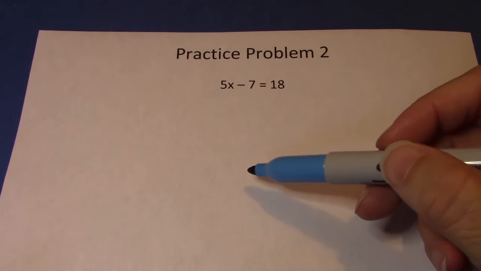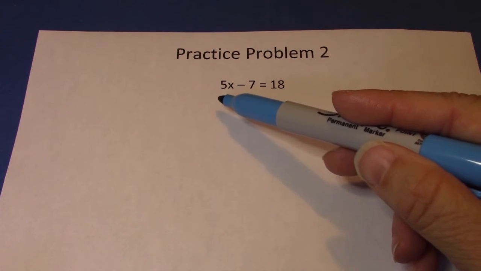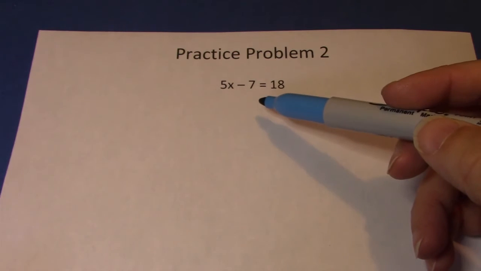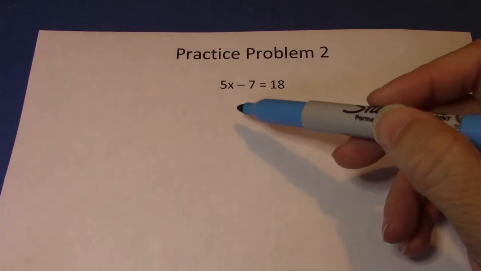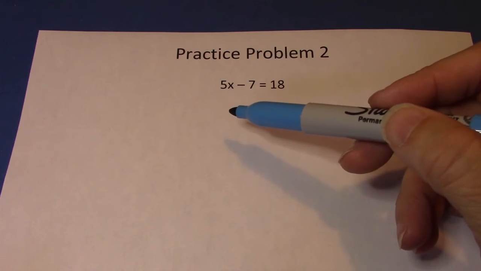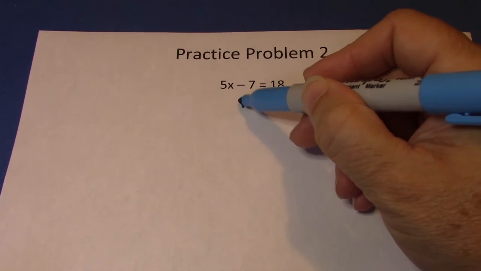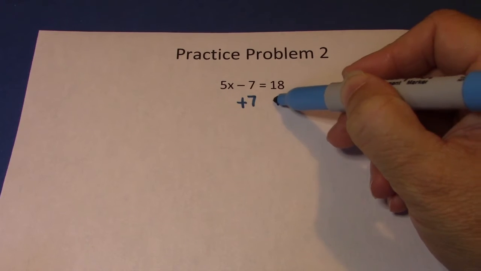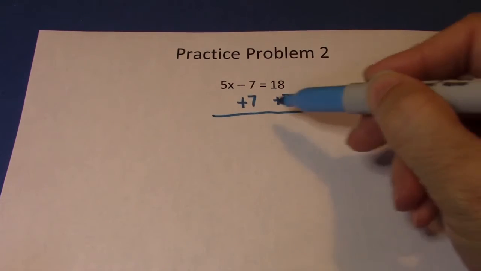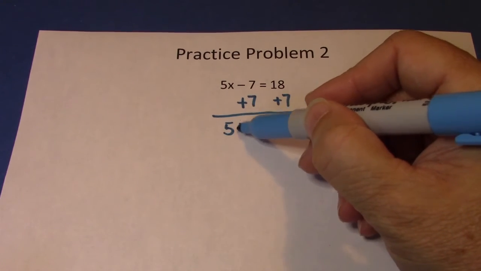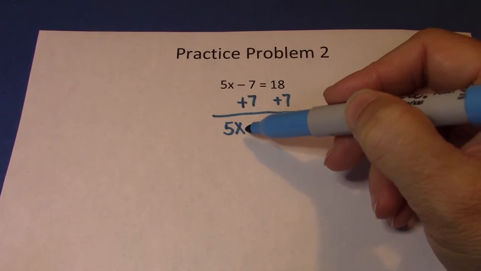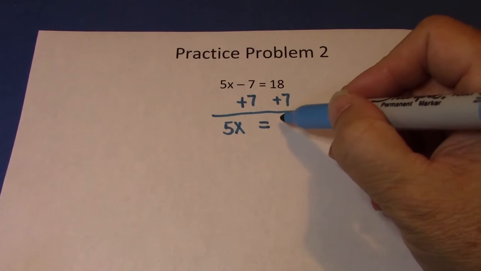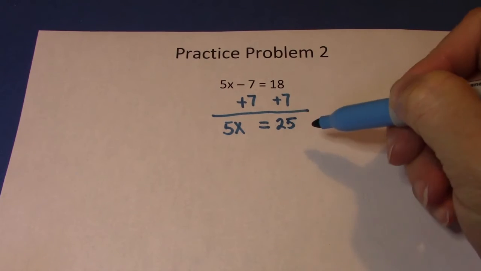Here's our second problem, and in this one, x is being multiplied by 5 and then 7 is subtracted from it, and that equals 18. So let's undo this subtraction first. The opposite of subtraction is addition, so we will add 7 to both sides of the equation. We always do the same thing to both sides of the equation. That leaves us with 5x on this side and 25 on this side.